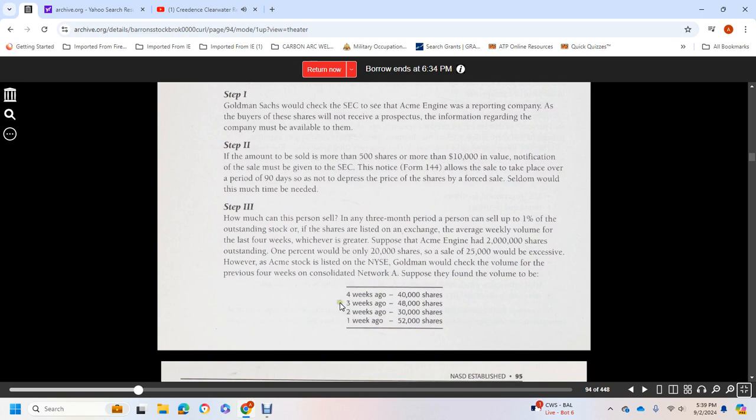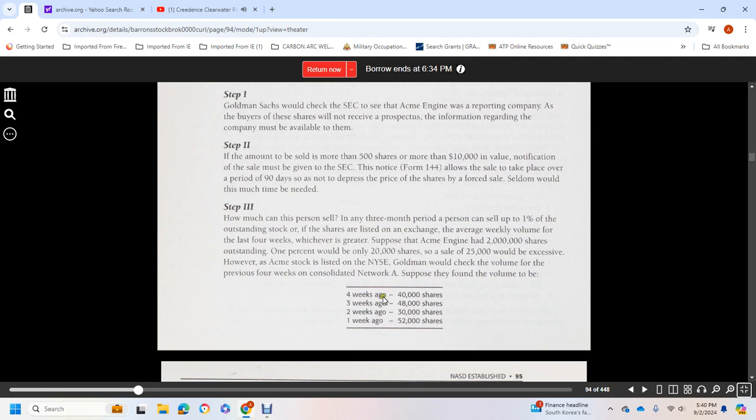Step 3. How much can the person sell? In a 3-month period, the person can sell 1% of the outstanding shares, or the average weekly volume for the last 4 weeks for stock listed on an exchange, whichever is greater. Suppose Acme Engine had 2 million shares outstanding. 1% would be 20,000 shares, so a sale of 25,000 would be excessive. However, since Acme stock is listed on the New York Stock Exchange, Goldman would check the volume for the previous 4 weeks on the Consolidated Network A.